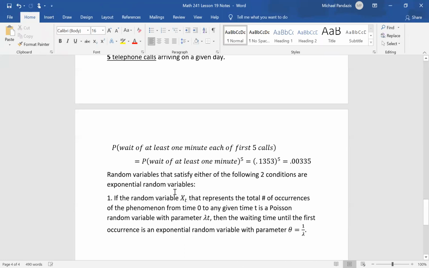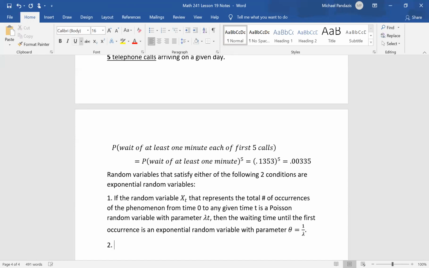Okay, so if you have a random variable x of t that represents the total number of occurrences of a phenomenon from time 0 to time t is a Poisson random variable with parameter lambda t, then the waiting time until the first occurrence is an exponential random variable with parameter theta equals 1 over lambda. Okay, so that's one way you can get an exponential random variable.